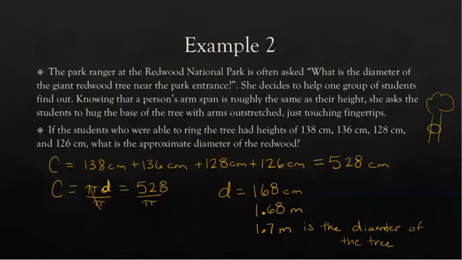So maybe look up the diameter of a redwood tree and see if you think if this problem is accurate or not. There's just a few more problems like this in this section of the book. So use your formula for circumference, either pi d or 2 pi r, to figure out all of those problems.